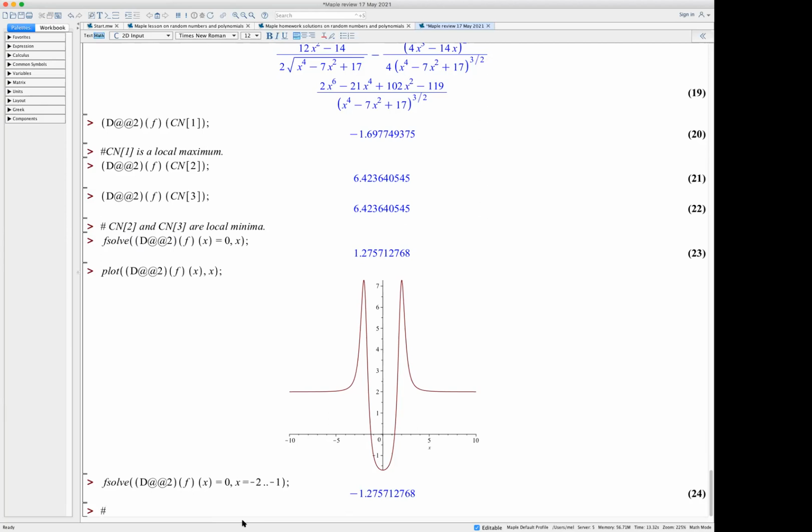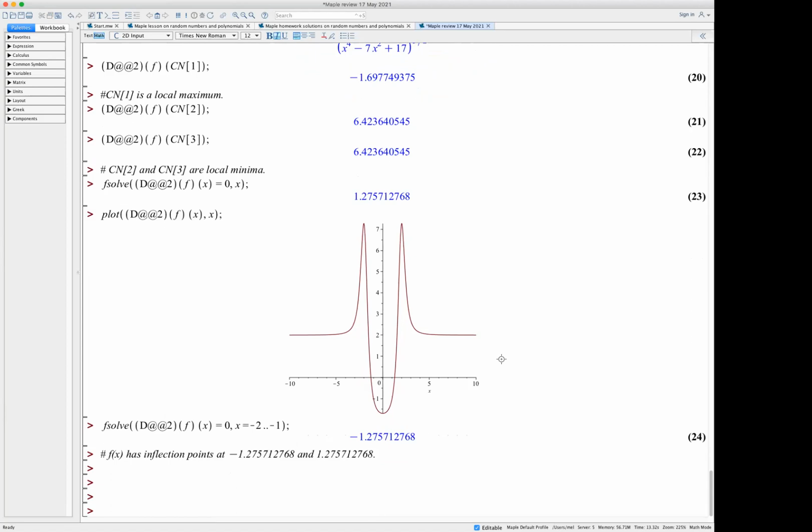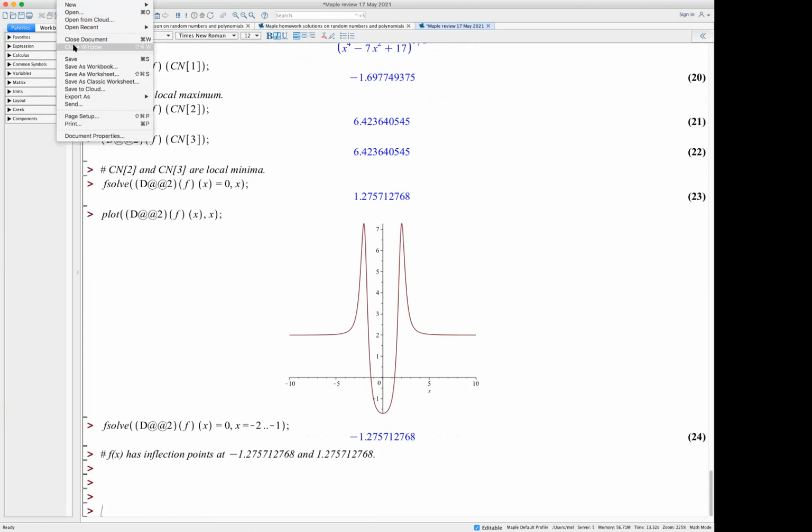So we can say that f of x has inflection points at these two numbers. And that's the solution of the problem.